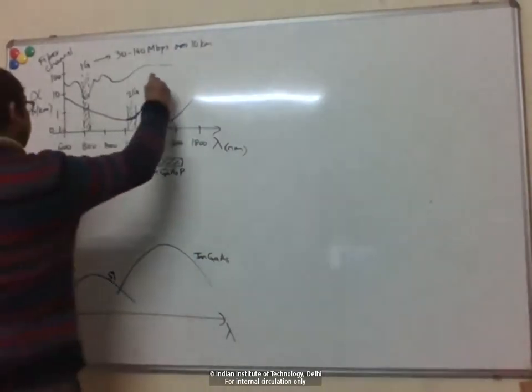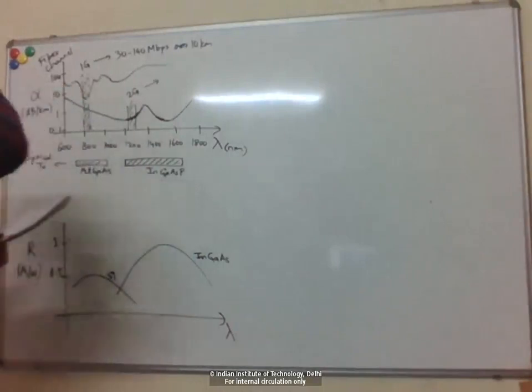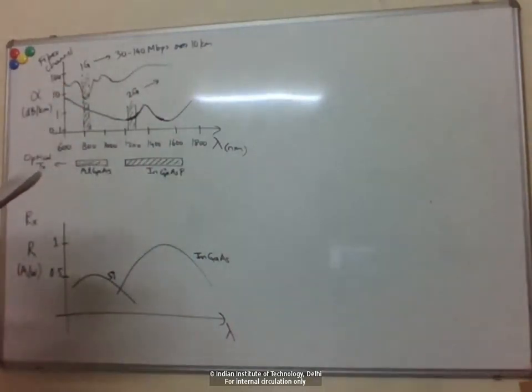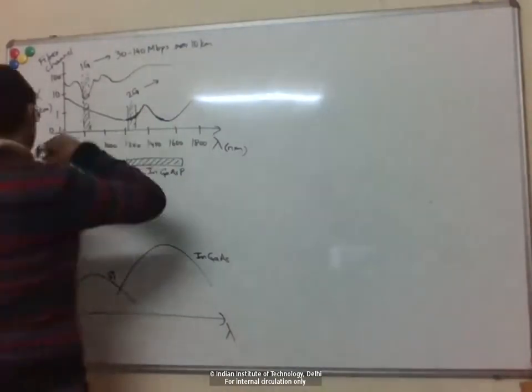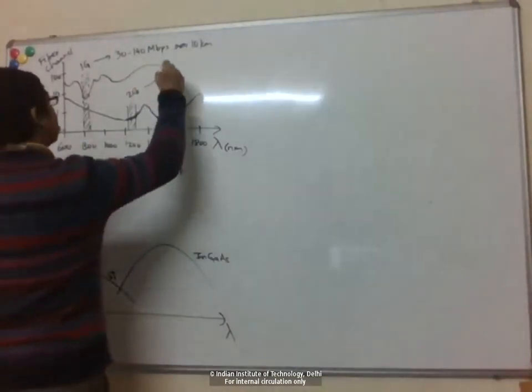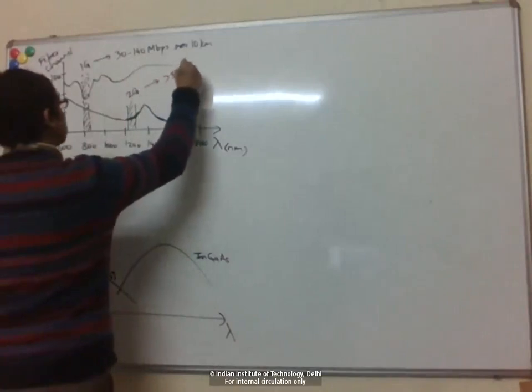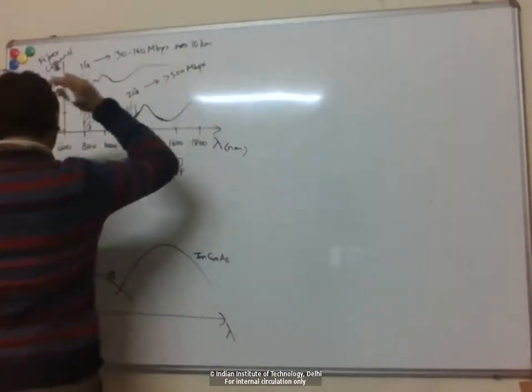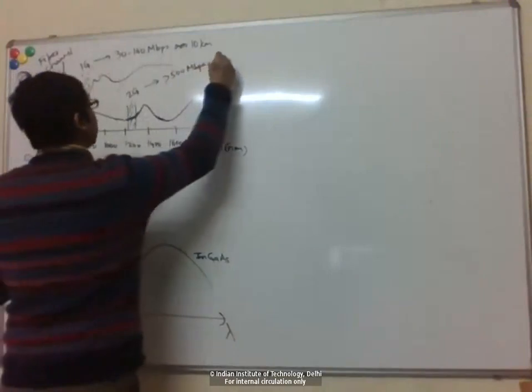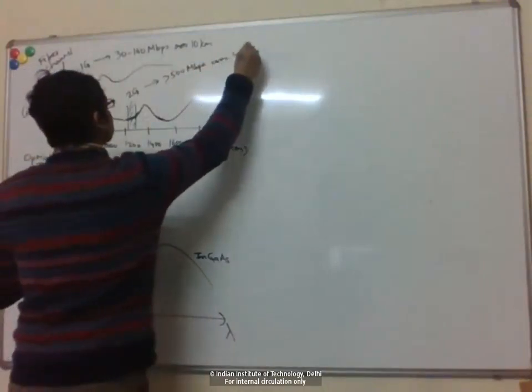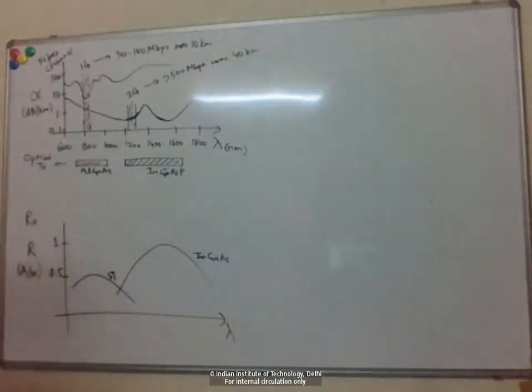Okay, so for the second generation, which was let's say the 80s to early 90s time frame, speeds were boosted to greater than 500 Mbps, and distances were also increased to like 40 kilometers.